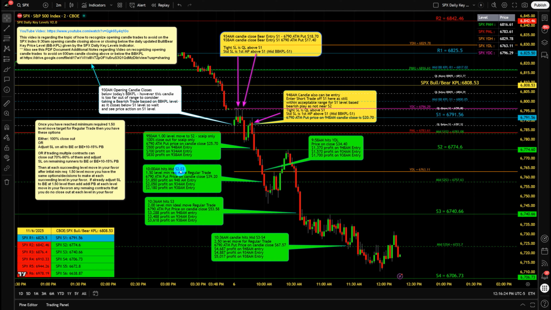Okay, so when it does hit the 1.5 level move here, we have the 67.90 at the money put price on the candle close at $39.20. So on the 9:48 a.m. candle, that's an $1,850 profit. If you instead took the 9:34 a.m. candle, then that is a $2,050 profit. And on the 9:38 a.m. candle, that's a $2,180 profit.